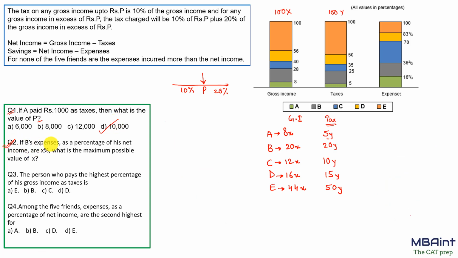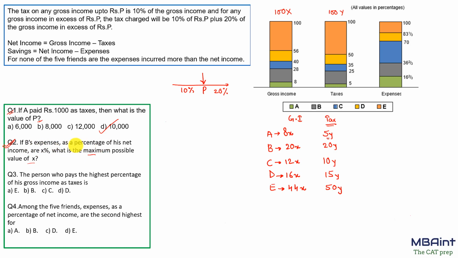It says that if B's expense, so we have to refer to this graph, as a percentage of its net income. So as of now, we are just dealing with gross income and tax, but net income is nothing but the difference, or if we subtract tax from the gross income, we'll get net income. So if B's expense as a percentage of net income is X%, what is the maximum possible value of X?